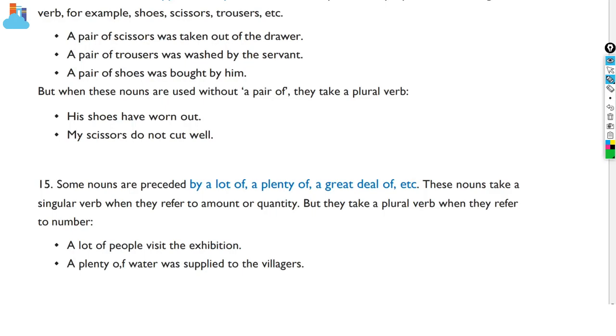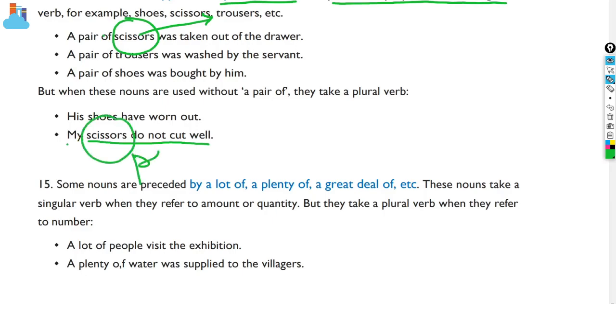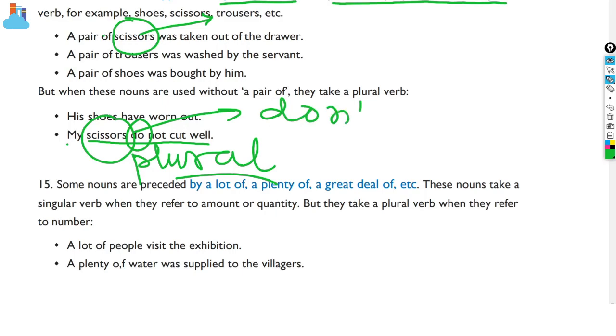Some nouns which appear to be plural in form, when preceded by a pair of, take a singular verb. So you see this scissors, okay, scissors. When it comes alone, as in my scissors do not cut well, this one is a noun regarded as being plural, and therefore it is taking do not, or don't.